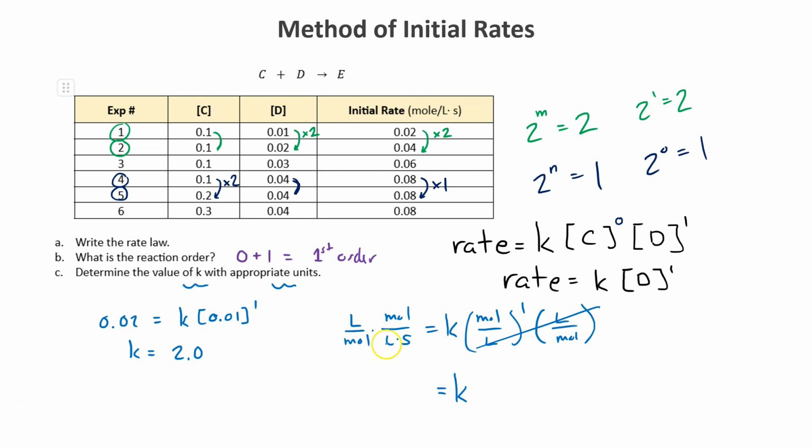Here you're going to have some things canceling off, like liters will cancel because that's in the top and the bottom of the fraction. Moles will do the same thing. So all we're left with is seconds in the denominator, which you could write as 1 over seconds. And sometimes you'll see that expressed as seconds to the negative 1. So our official answer for part C is the rate constant is 2 seconds to the negative 1.